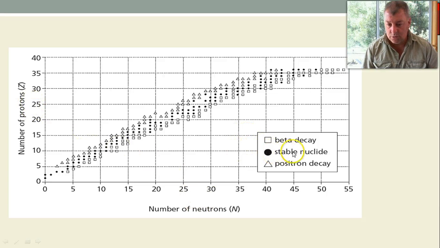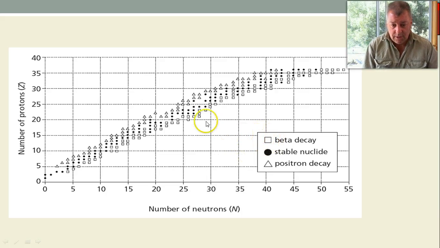Now the stable nuclei are represented by the black dots. Now, what's the definition of a stable nuclei? Well, all sorts of things, but basically one that has a very long half-life. And when we talk about half-life, that will make a bit more sense. Basically, it's not going to decay. Doesn't say that it can't, but it's not going to.